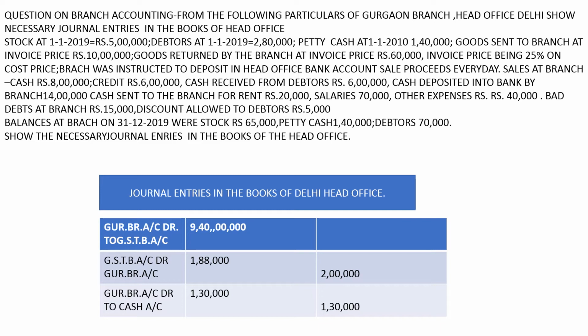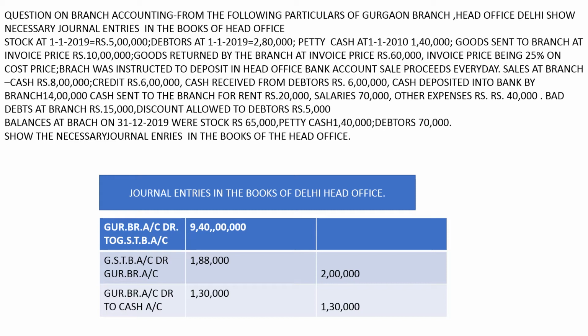Sales at branch: cash rupees 8 lakh, credit rupees 6 lakh. Cash received from debtors 6 lakh, that is, the total amount has been received from the debtors. Cash deposited into bank by branch rupees 14 lakh. That branch has deposited in the head office bank account rupees 14 lakh.